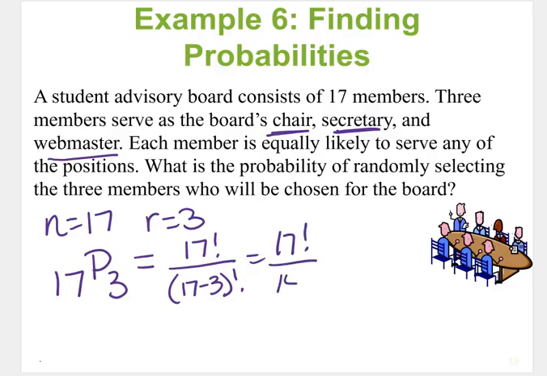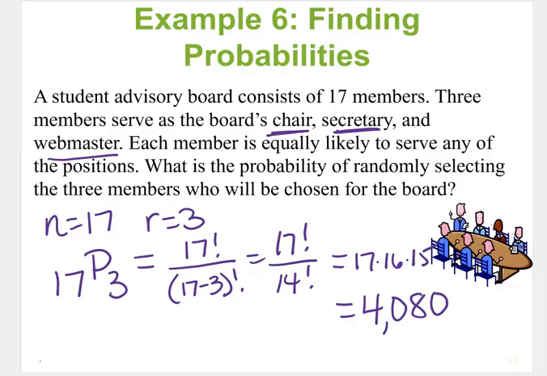So 17 factorial over 14 factorial. So that'll just be 17 times 16 times 15, because the 14 factorials will divide out. So that would give me 4,080 different ways. Okay, so what is the probability of just randomly selecting the 3 members who are chosen to be on that board?